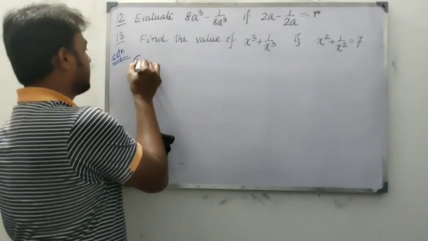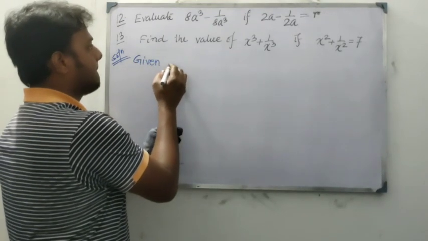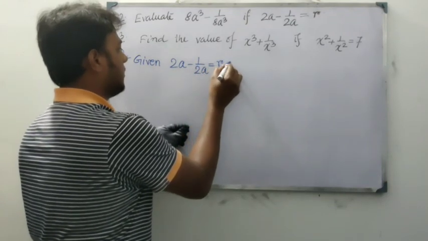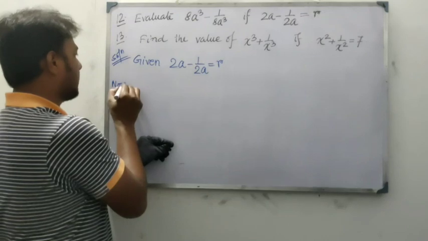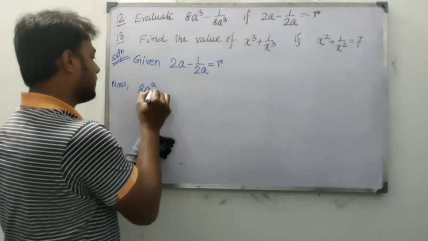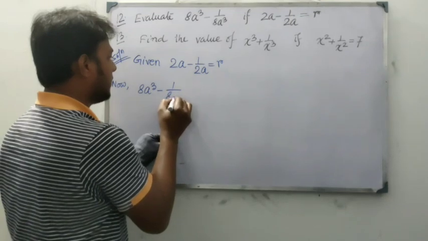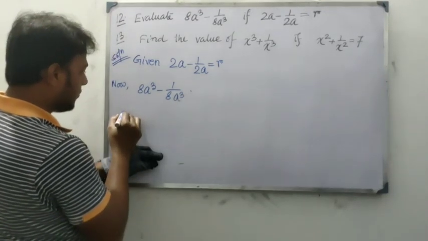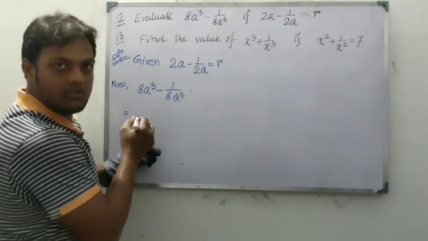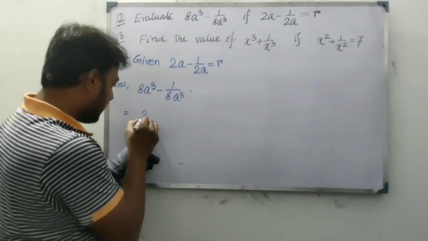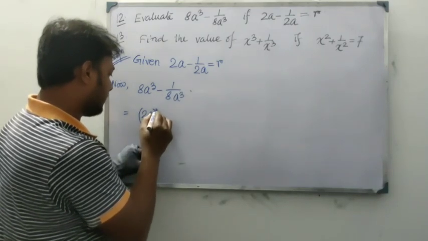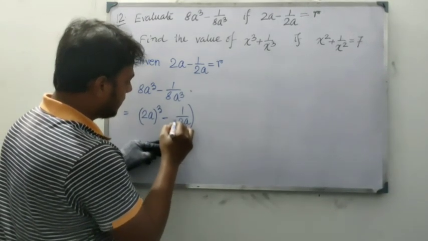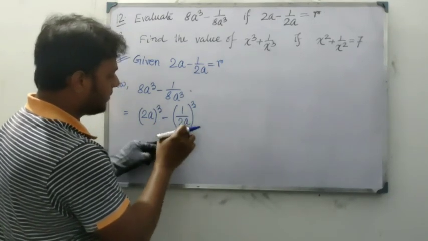So, given 2a minus 1 by 2a equals r. Now 8a cube minus 1 by 8a cube equals, we have to express it first in the form of a cube, so 8a cube can be written as (2a) whole cube. That means (2a) cube minus (1 by 2a) whole cube. So this is our a cube minus b cube.